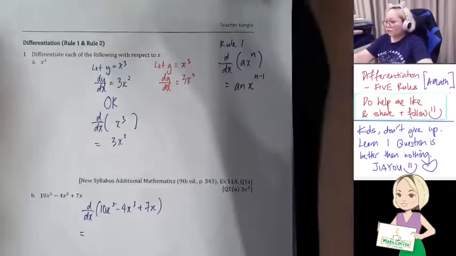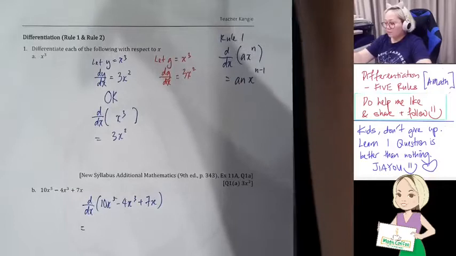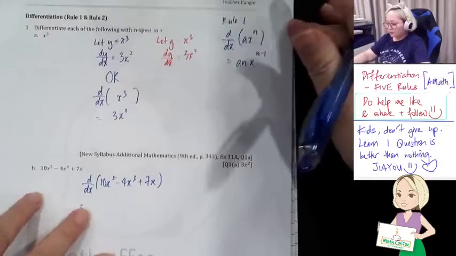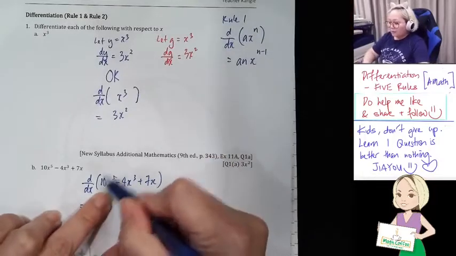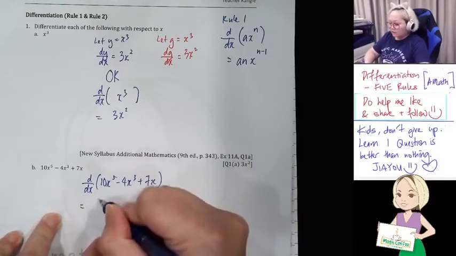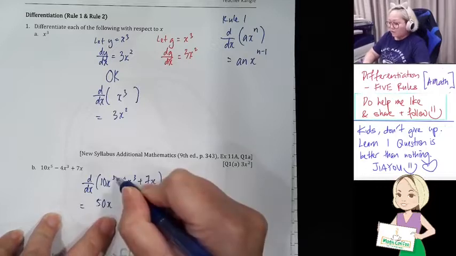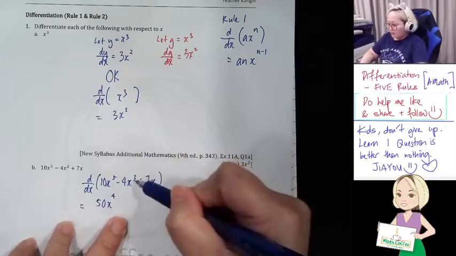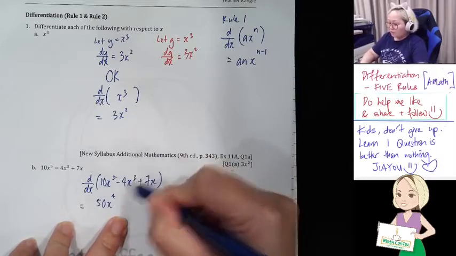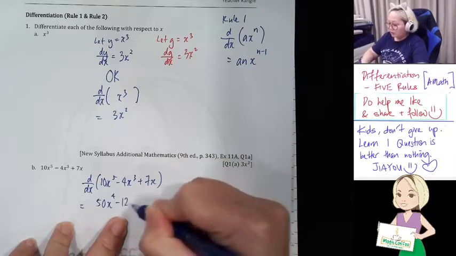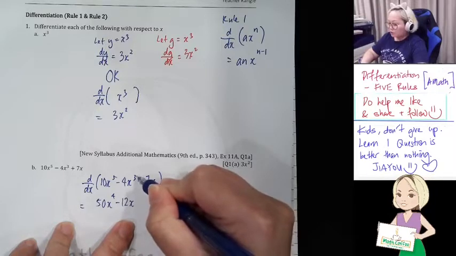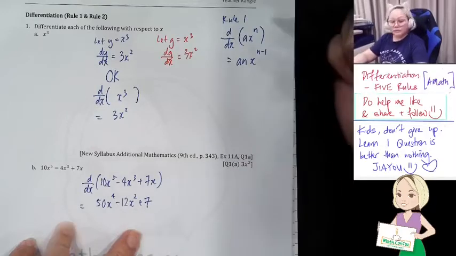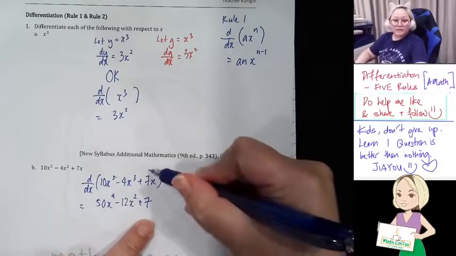In order to differentiate this, I actually just apply rule 1 to all the 3 terms. So the 5 I will bring down, so 5 times 10 will give me 50, x to the power minus 1, so 5 minus 1, so it's 4. And then 3 brings down, minus 4 times 3 is minus 12, x to the power 3 minus 1, so it's 2, and then plus 7. When you differentiate 7x it is just 7.